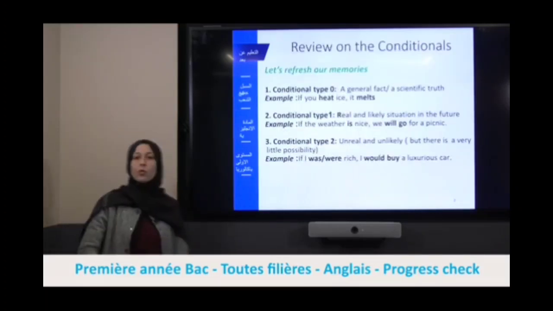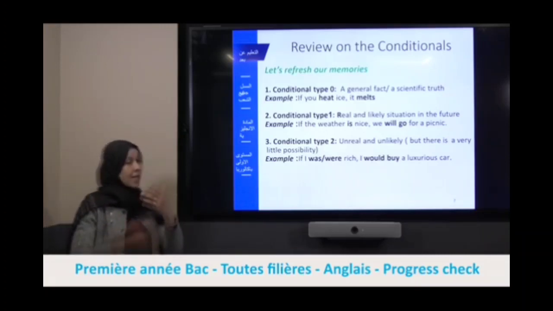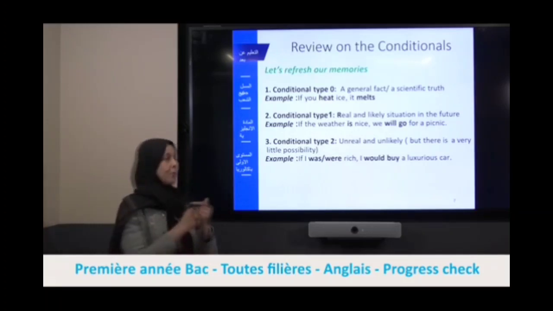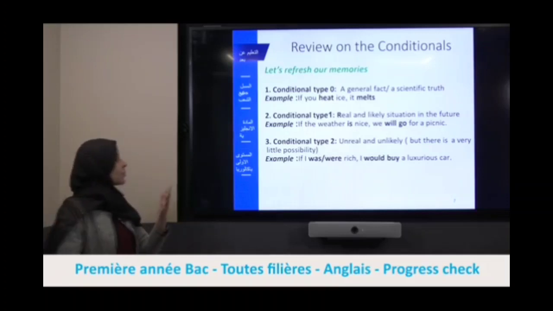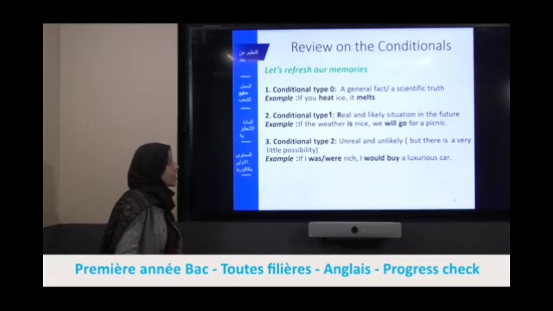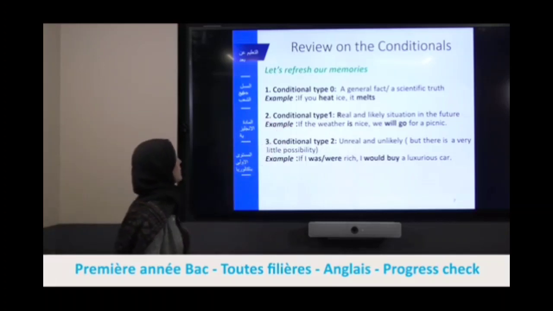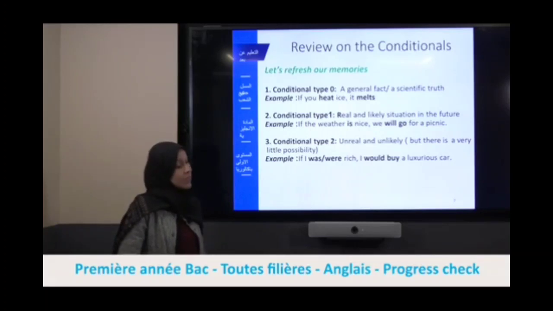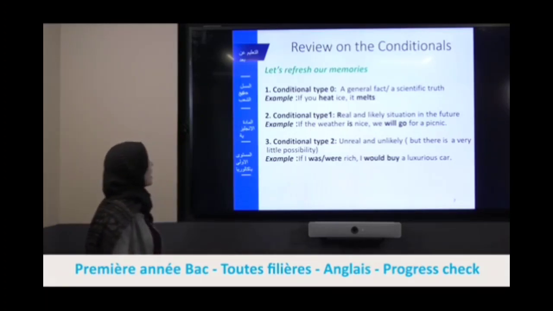Now let's move on to grammar. We will have a review on the conditionals. As we have studied, we have seen conditional type 0, type 1, and type 2. So let's refresh our memories. For conditional type 0, we use it to express a general fact or a scientific truth. This is an example. If you heat ice, it melts. So this is a scientific truth. We all agree about, of course.